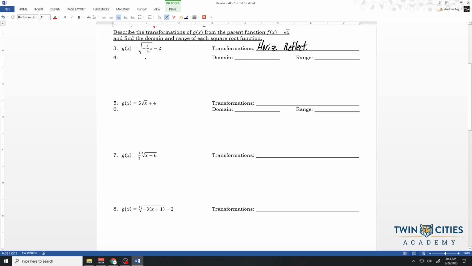And then the 1/4, because this is on the inside again, this is horizontal, it's kind of the opposite of what I would think. Instead of shrinking this down to 1/4 the size, this is actually going to be a horizontal stretch of 4. And then lastly, this minus 2 at the very end is a vertical change. This will be a shift downward of 2.